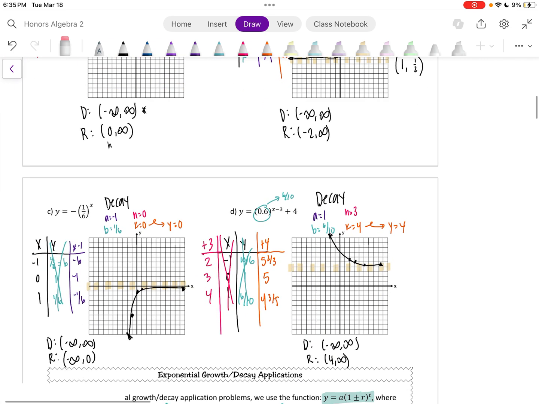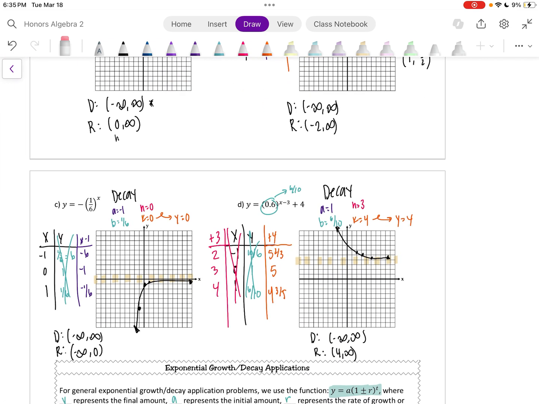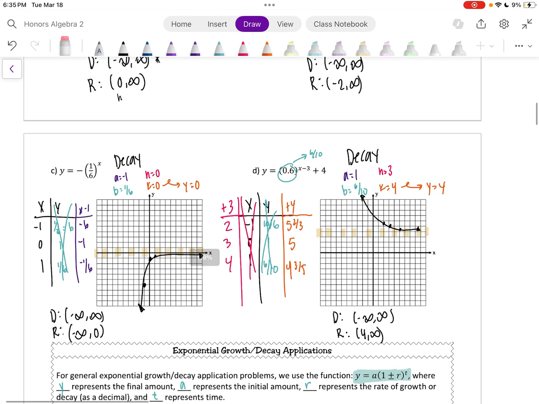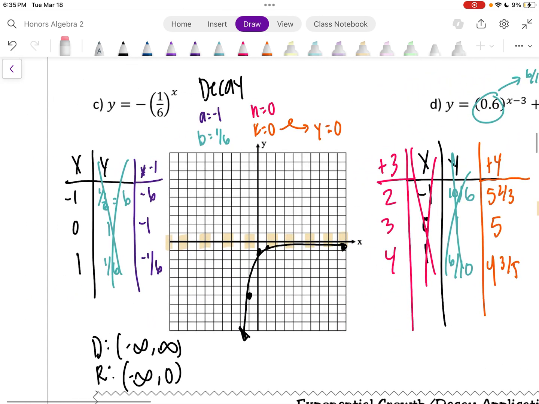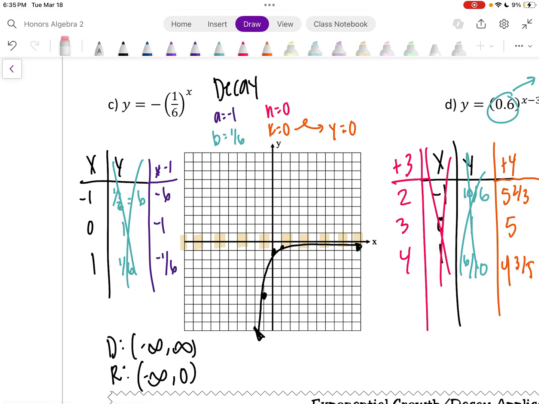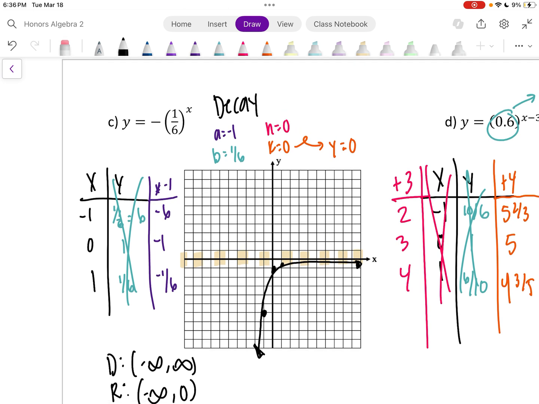Okay, let's talk about some decay. We also have a reflection going on. So, this is, again, start with defining your A, your H, your K, and your B. So remember, y equals A, B to the x minus H plus K. If you need to write that out to get going in the beginning, that's okay.